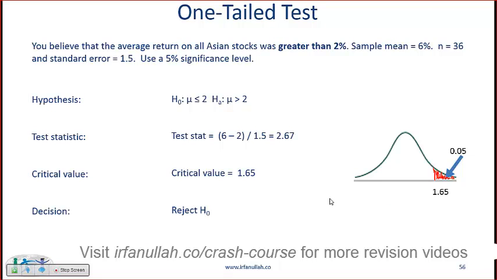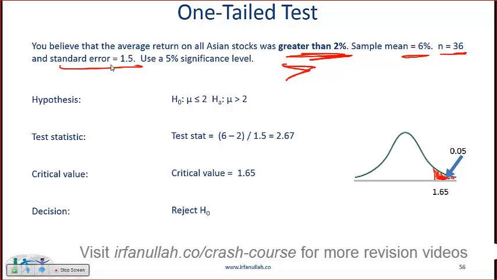Okay, next we look at a one-tail test. You believe that the average return in a given month was greater than 2%. So the moment you see this, you are doing a one-tail test, and if you believe that the return is greater than 2%, then make this a greater than sign, and this is pointing to the tail that you are interested in. Okay, so that's how you remember which tail. So greater than means that you are interested in the right tail. Sample mean is 6%, and the rest of the data n is 36.